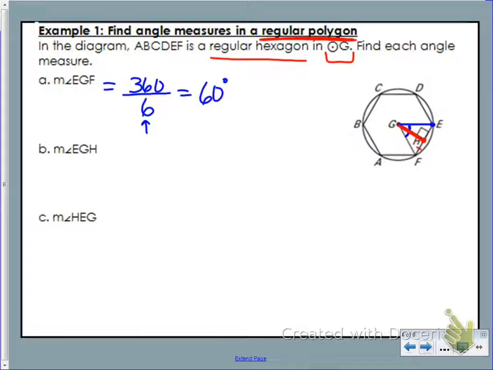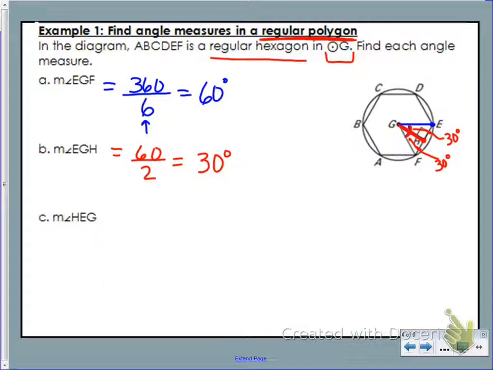Now I also commented that the apothem is going to bisect the side length. So when we look at this, that's also going to end up bisecting the angle. So if the original angle is 60 degrees, that's going to divide each of these angles into 2 equal parts. So each of those would be 30 degrees. So angle EGH is equal to the central angle divided by 2. So essentially the apothem is a perpendicular bisector, and it also bisects the central angle.